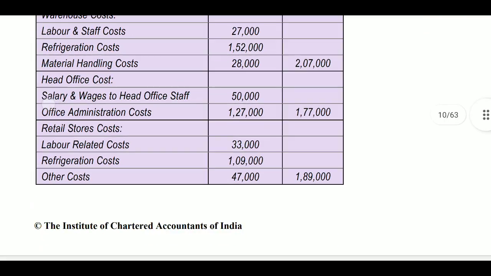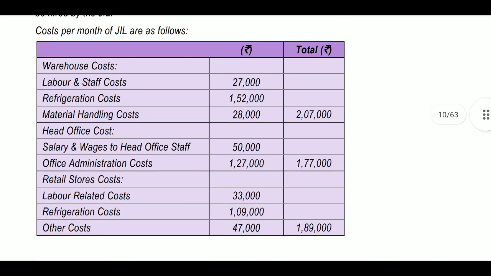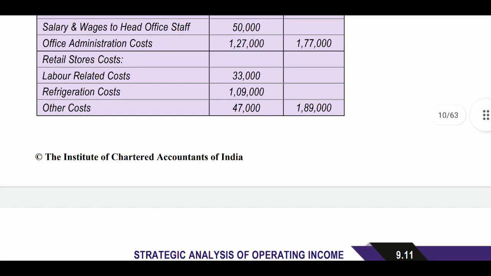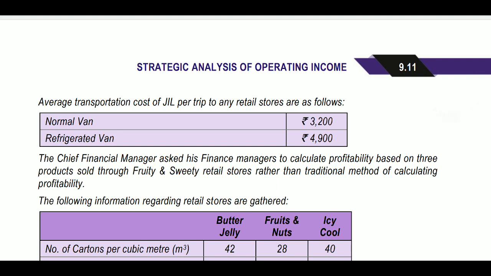Okay, if we have the warehouse related cost, and we know how much value of goods is sold, then we divide by that and we get the cost per unit. We do know now the sale of goods. So the average transportation cost of GIL per trip to any retail store is as follows: normal van will be 3,200.